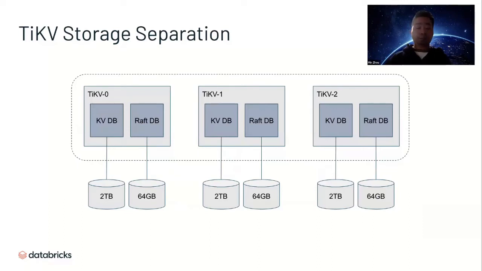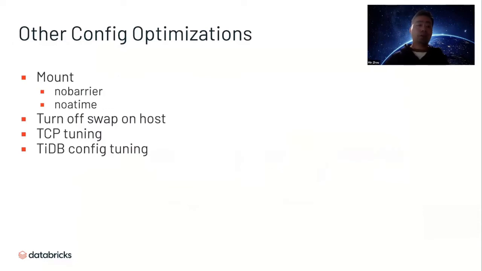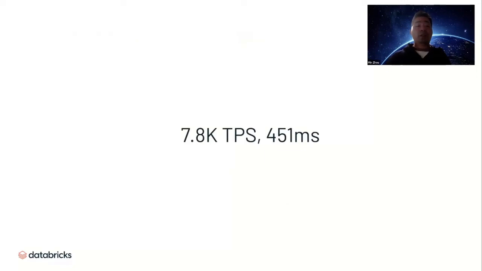Then we can see, and also we did some other configuration optimization, for example, the bound, the slope, and TiDB tuning. And after that, we can see 7.8K TPS and 451 milliseconds for our workload. So that's nearly double the TPS, the throughput, and around a 33% improvement on the latency. But still, it's not enough, because 450 milliseconds is still a very long time.